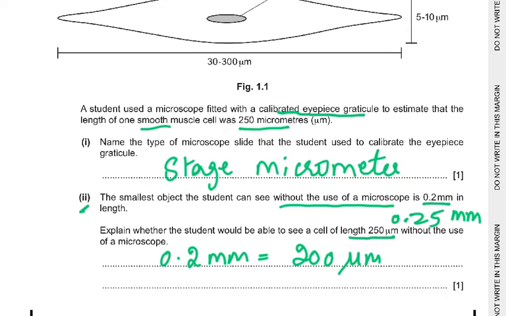The cell is 50 micrometers longer than 0.2. 0.2 is 200, but this cell is 250. So the cell is 250. So you've got to give me a reason why. What can be the reason?